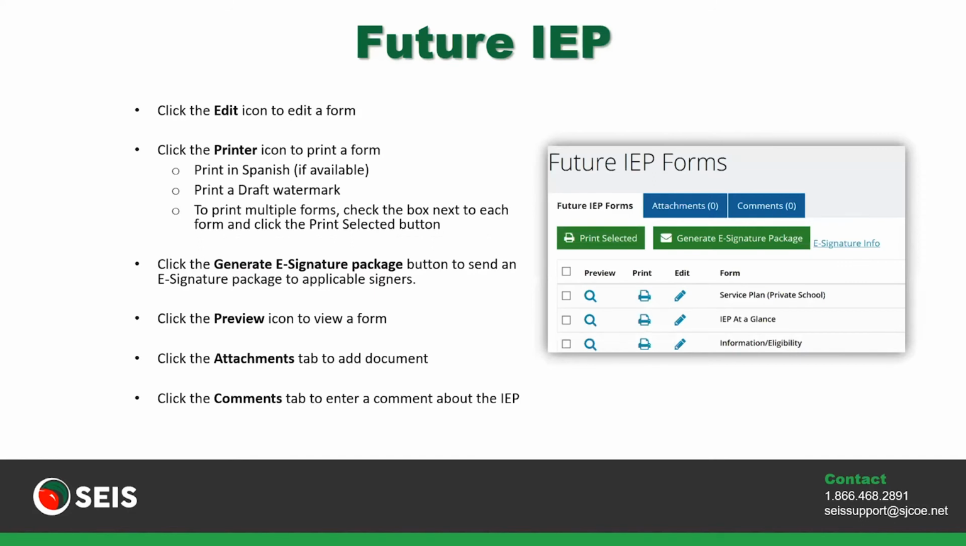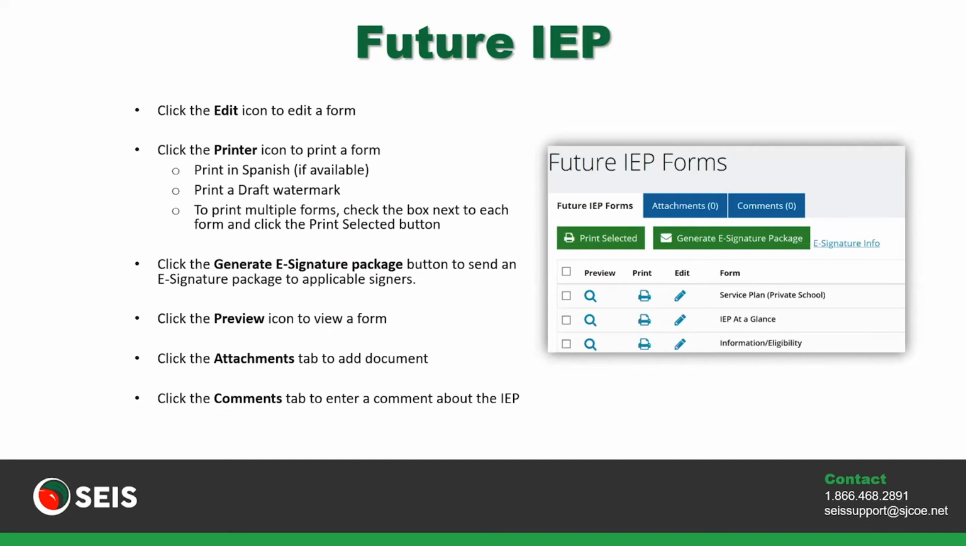So on the future IEP, as you can see here, you have a lot of different options. Across the top, I'll start, you can add an attachment to the future IEP. You can add comments to the IEP. You can generate an e-signature package for a meeting that has been held but has not been affirmed yet. And then to edit the forms, you just click the edit icon. That will open the form for you.